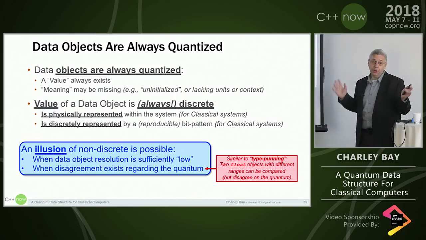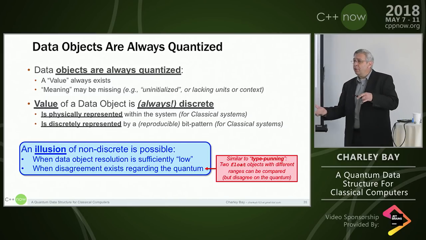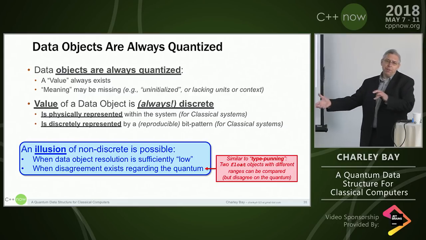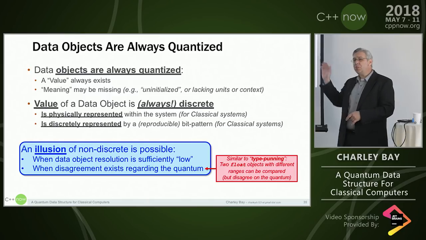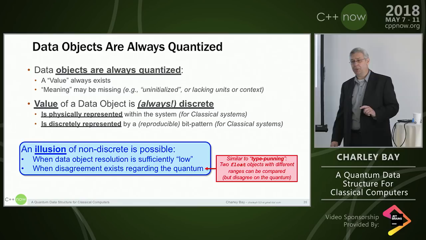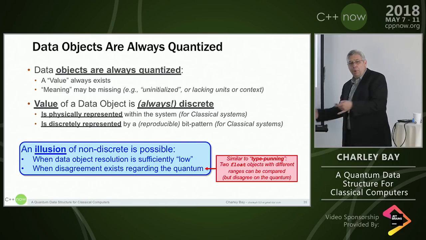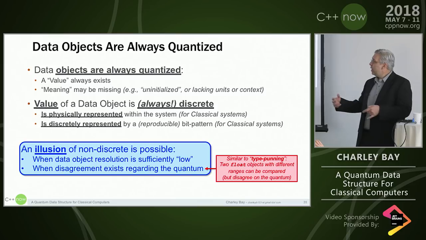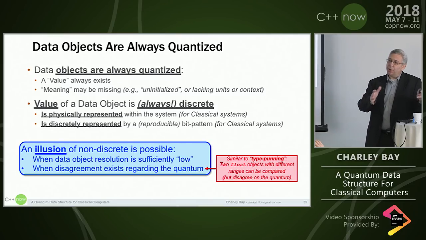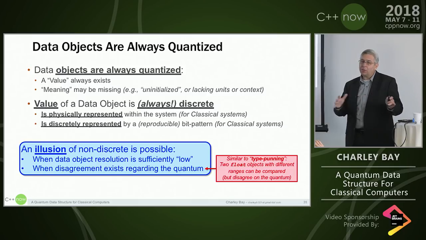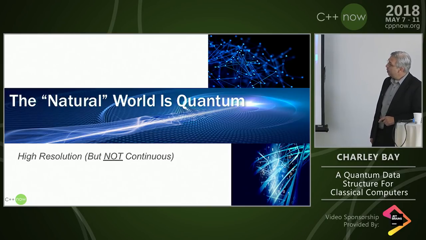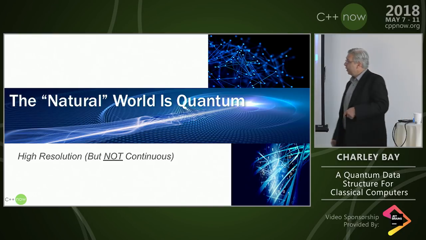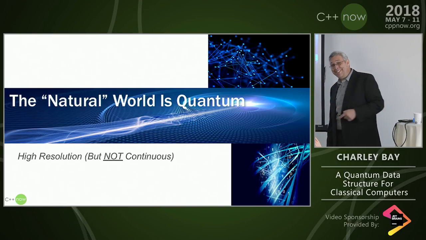Now you can have rules, whatever rules you want for undefined, or how you're going to say these within this range are roughly equivalent to something else. So you can come up with arbitrary rules, but these rules just give you an illusion of continuous. Kind of like type punning, where you're cheating a little bit, we can create this illusion where I can fiddle with the resolution and I can fiddle with the clock and I can approximate a continuous range. But in reality, continuous ranges do not exist, not in software, not in physics, because the natural world is quantum. It's high resolution, but it's not continuous.